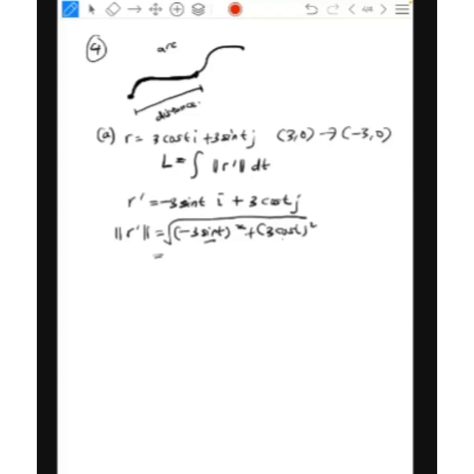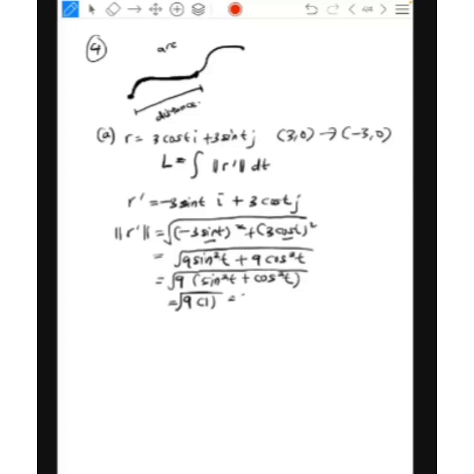There's a square, so square both terms first, and then factorize. You have 9 sin squared t plus 9 cos squared t. Then you can factorize. Sometimes I just skip this part, but actually it will be almost the same. So the integrand, this is what we call the integrand, is equal to 3, so we have 3 dt. But then what is your limit?